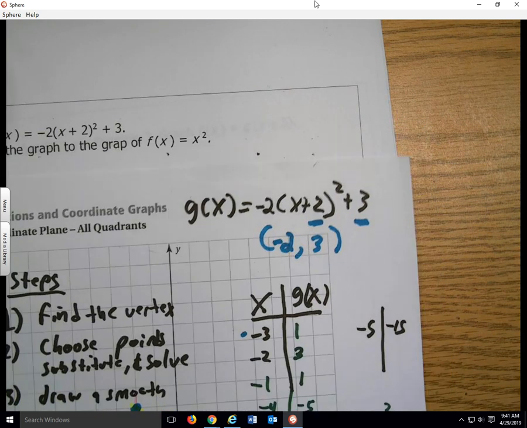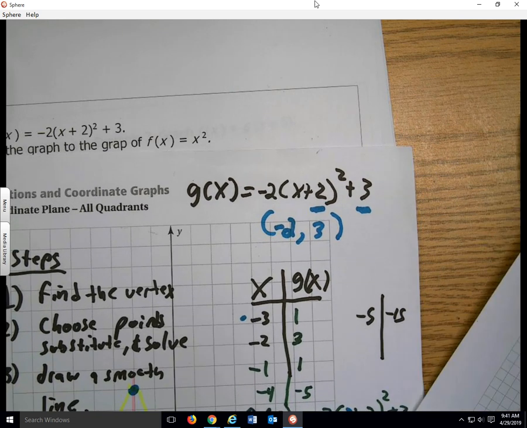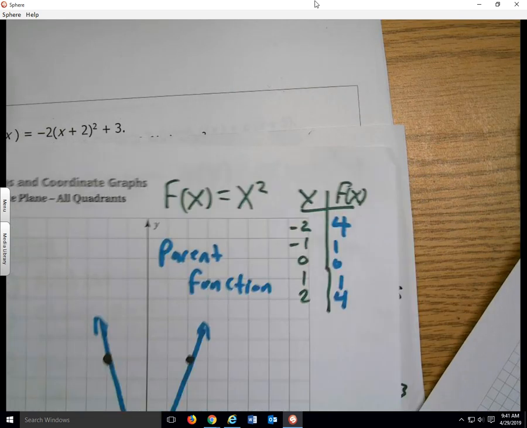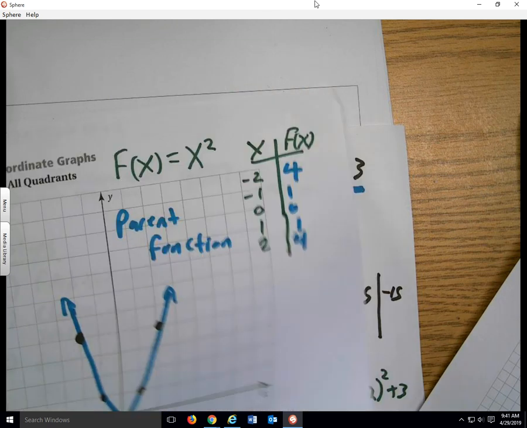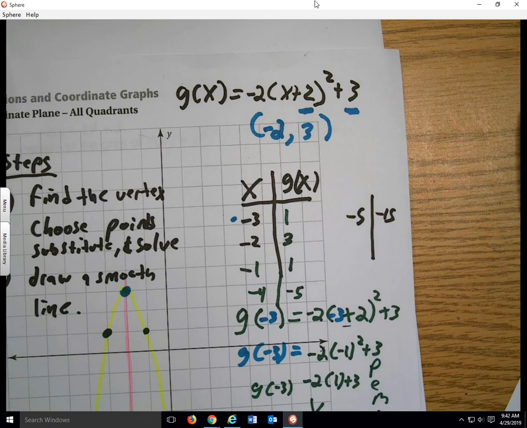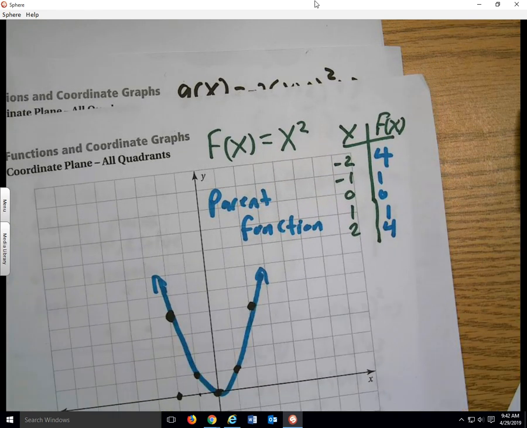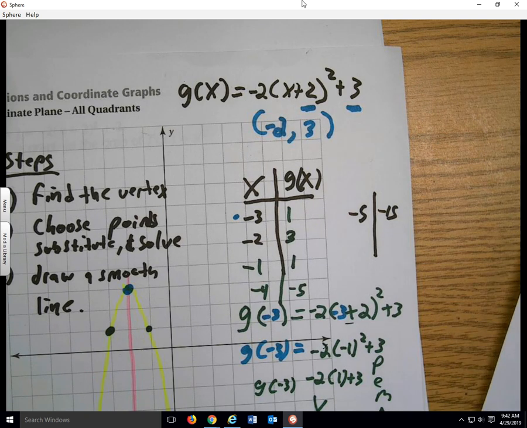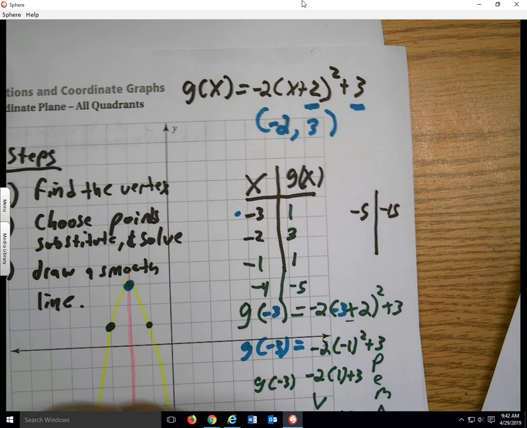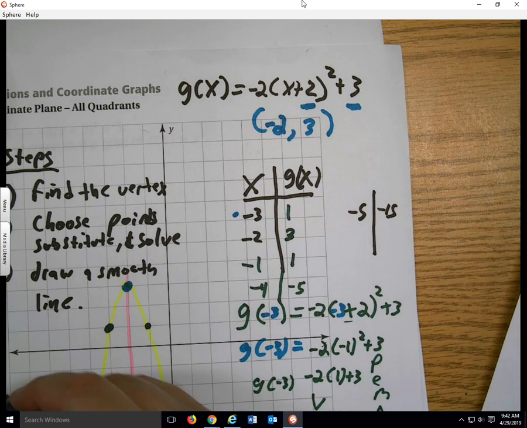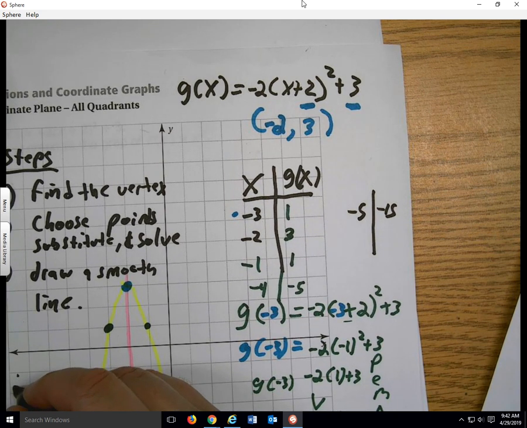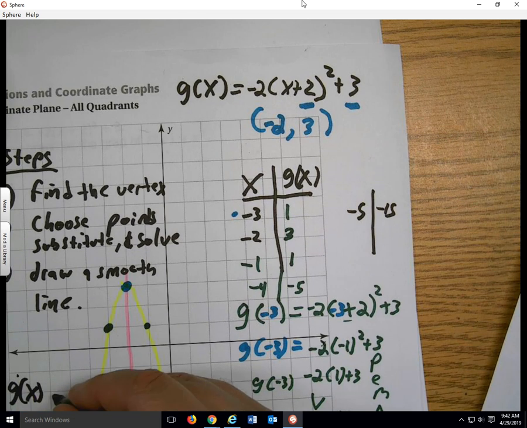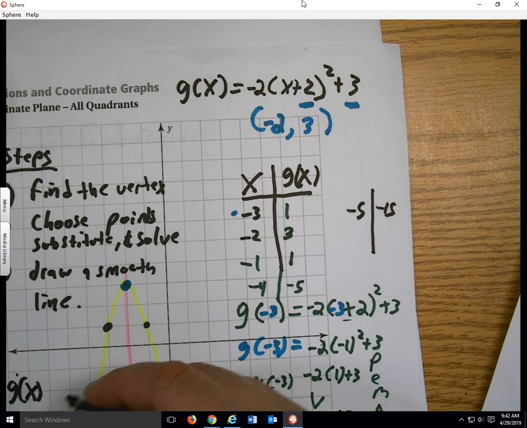So how would I describe it? Because remember, the original question is to graph it and then compare the graph to this parent function, right? How would I compare this parent function to what I just made? Okay, so one thing you can see is that the parent function's smiling, it's up. It's positive, this is going downward. So that would be one comparison, it's going downward. Another comparison, let me just write that. So I'd say g of x opens downward.